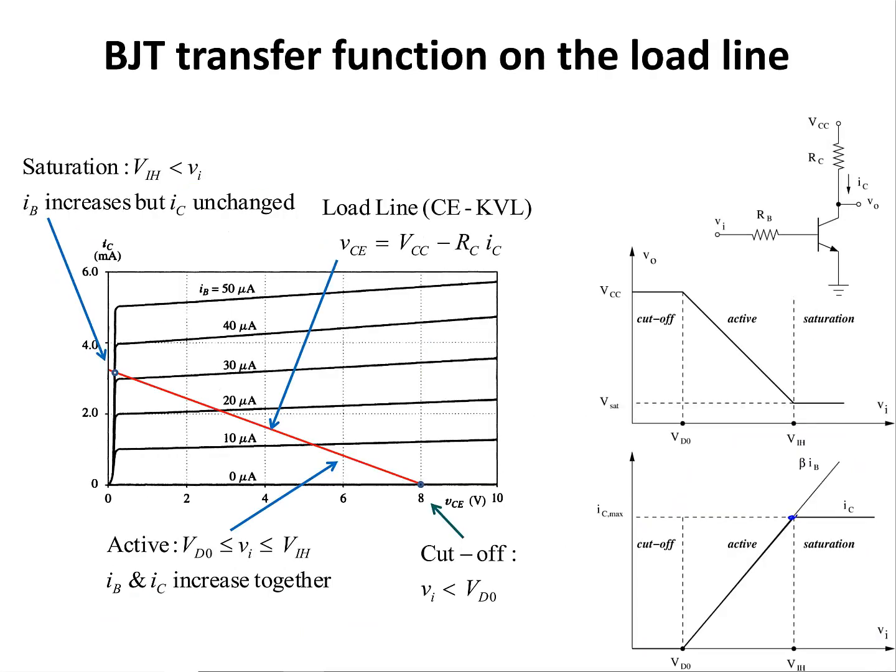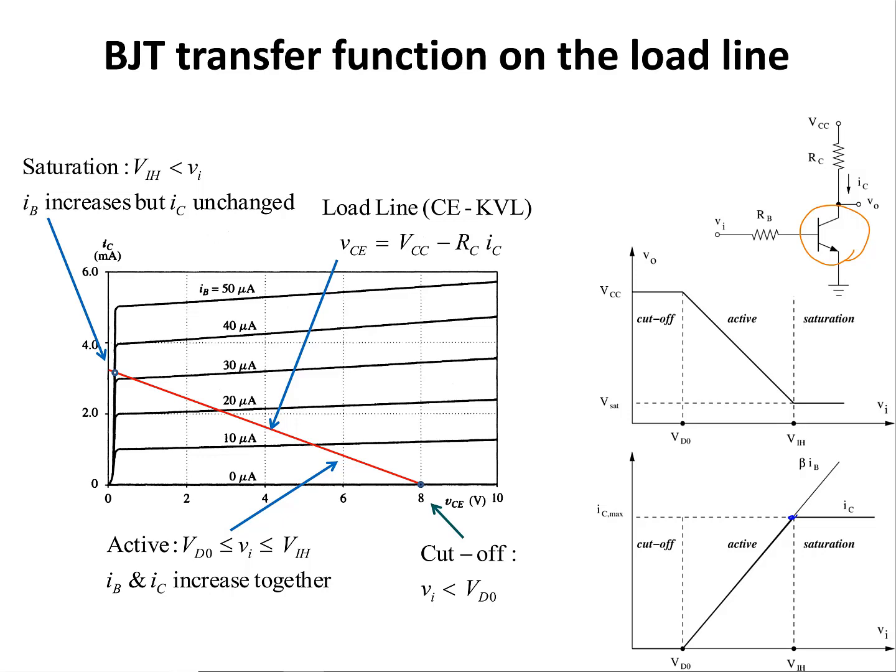Let's see how we can use the transfer function to interpret the process of graphically finding the value of IC and VCE using the graphs that are shown on the left. The black curves are the IV characteristics of this BJT, and by changing the value of I base and VCE, the value of IC is measured and you can find it on these graphs.